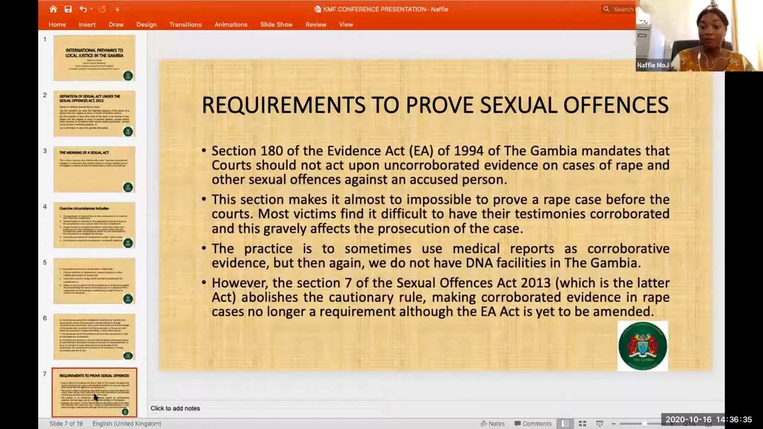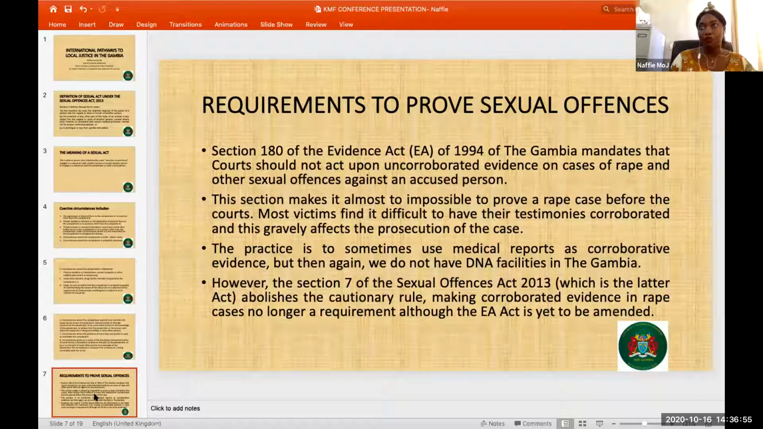However, Section 7 of the Sexual Offences Act 2013, which is the latter act, abolished the cautionary rule, making corroboration evidence in rape cases no longer a requirement, although the Evidence Act is yet to be amended. But this provision is also yet to be challenged.